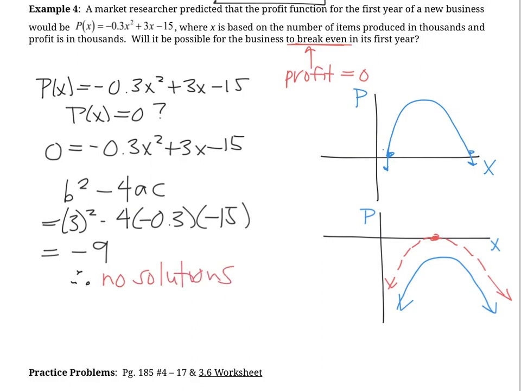This means that there's no possible way for this profit function to equal 0, which means it can't be this case here. It's also not this red case here, because there it equals 0. It has to be this case right here, where the profit function exists entirely within negative profit. So it's never going to touch that x-axis at all. Therefore, this company is not going to break even in its first year.